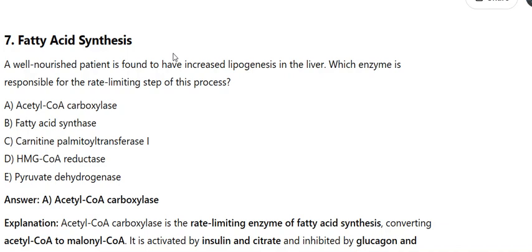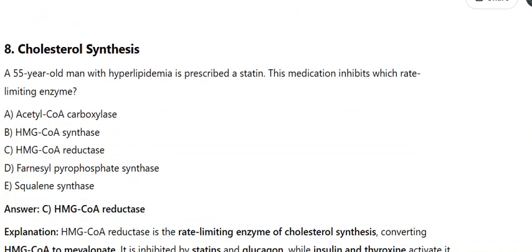8. Cholesterol synthesis. A 55-year-old man with hyperlipidemia is prescribed a statin. This medication inhibits which rate-limiting enzyme? A. Acetyl-CoA carboxylase. B. HMG-CoA synthase. C. HMG-CoA reductase. D. Farnesyl pyrophosphate synthase. E. Squalene synthase. Answer: C. HMG-CoA reductase. Explanation: HMG-CoA reductase is the rate-limiting enzyme of cholesterol synthesis, converting HMG-CoA to mevalonate. It is inhibited by statins and glucagon, while insulin and thyroxine activate it.